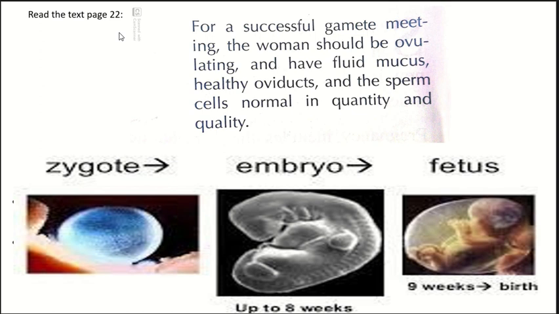meeting. So the factors in females are first ovulation, so the female should be ovulating, should have healthy oviducts in order for the oocyte to pass to the uterus, and here they said fluid mucus. They mean that the female should have a thin cervical mucus. Okay?